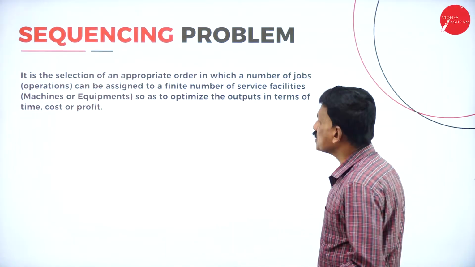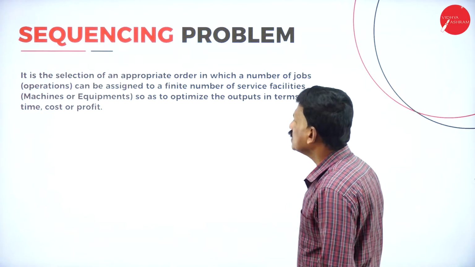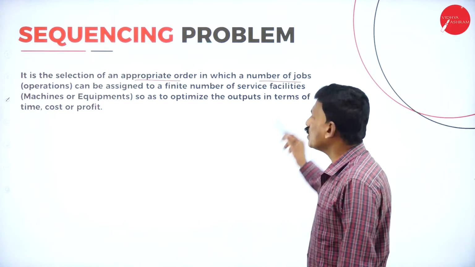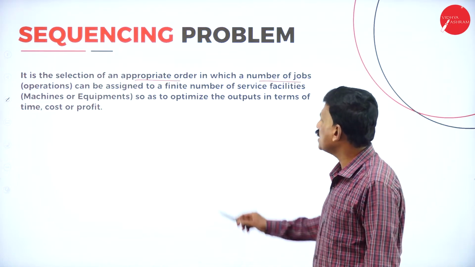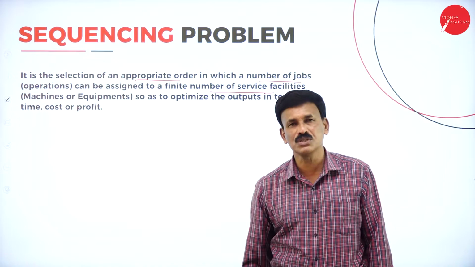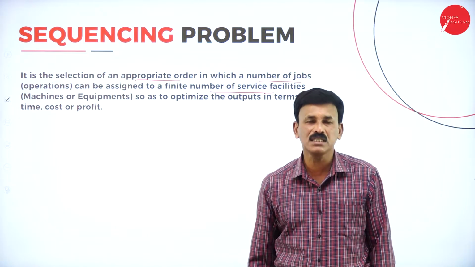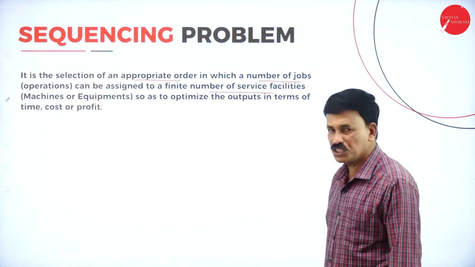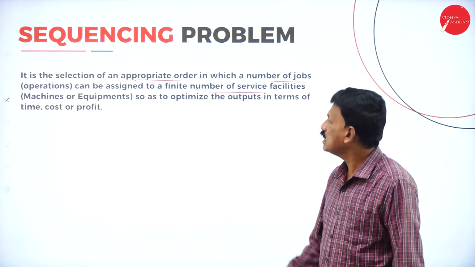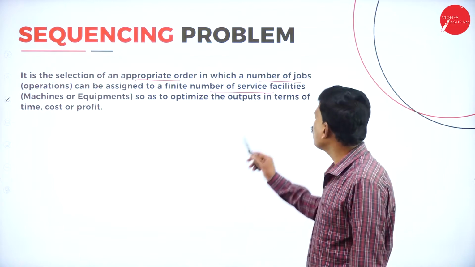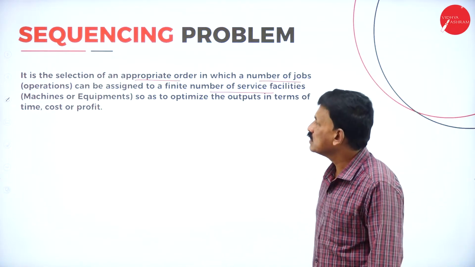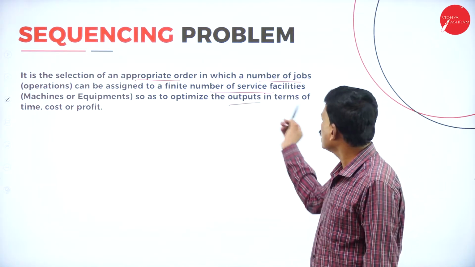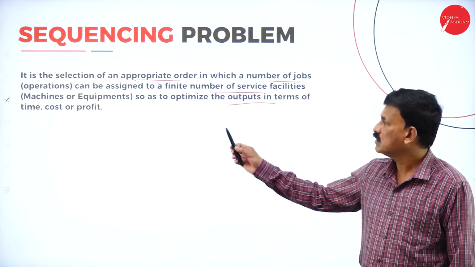Now, before going to that, let us know what a sequencing problem is. Here it is the selection of an appropriate order in which a number of jobs or operations can be assigned to a finite number of service facilitators, that is, a machine or an equipment, so as to optimize the output in terms of time, cost or profit.